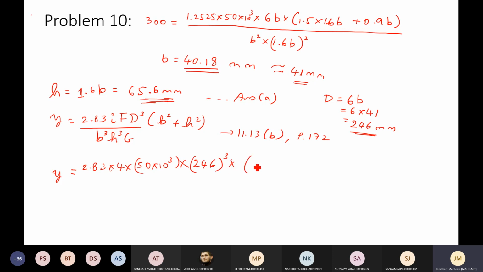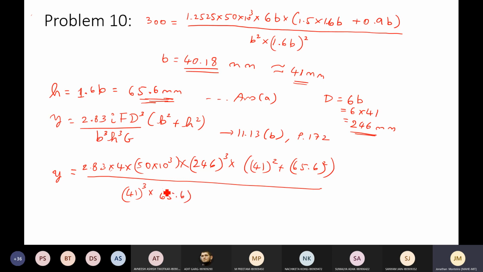Into b square, that is 41 squared, plus h square, 65.6 whole square, divided by b cube, 41 cube, into h cube, 65.6 cube, into G. Since everything is in mm, I have to substitute 82.7 into 10 raised to 3. If G is not given, students, you can directly assume it to be 82.7, because that is the standard value for chrome vanadium steel. So what should be the deflection in mm?